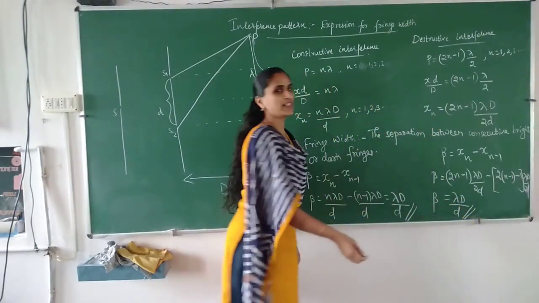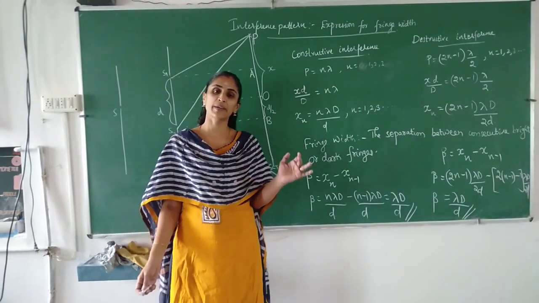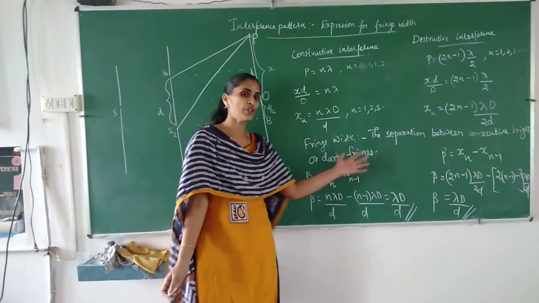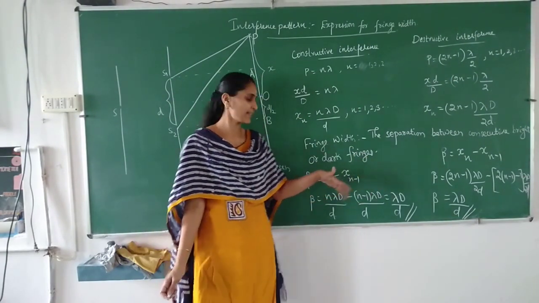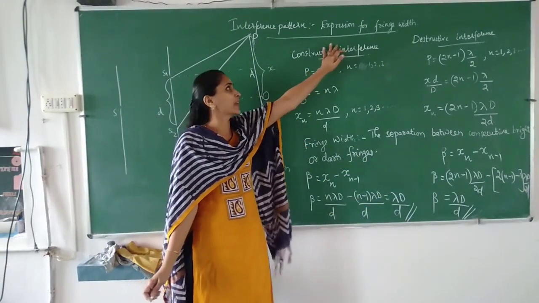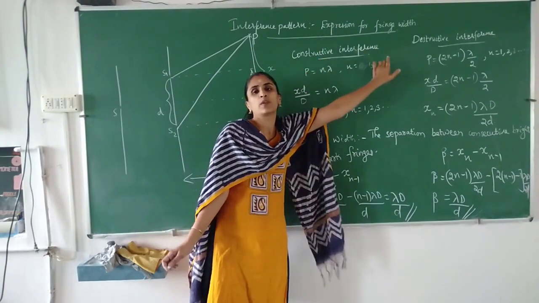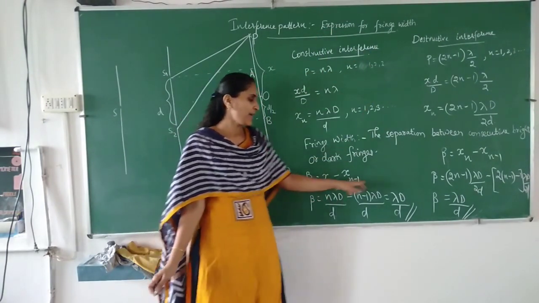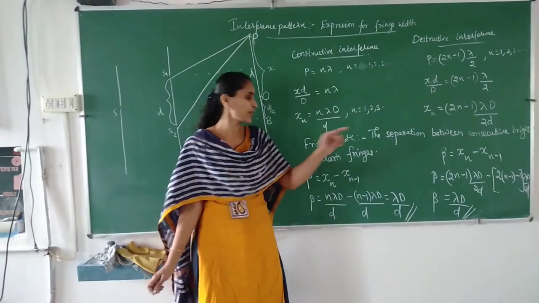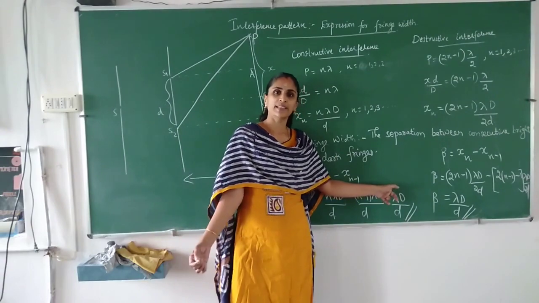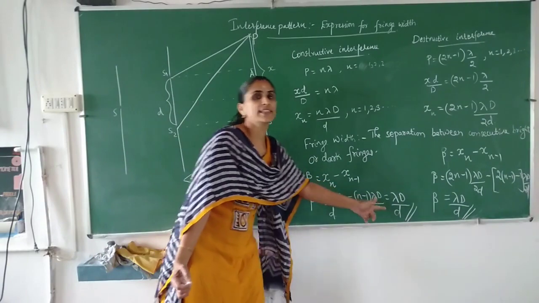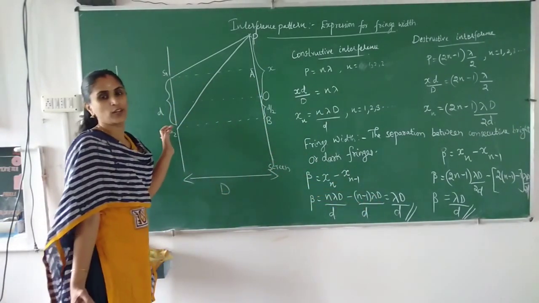So you can see that whether it is a bright fringe or a dark fringe, it is immaterial, both have equal width. The width of a bright fringe and a dark fringe are the same, given by beta equal to lambda D by d. So this expression we have to remember for fringe width. Fringe width is given by lambda capital D by small d. What is lambda? Lambda is the wavelength of light used. Capital D is the distance between the slits and the screen, and small d is the distance between the two slits. Okay. Clear?